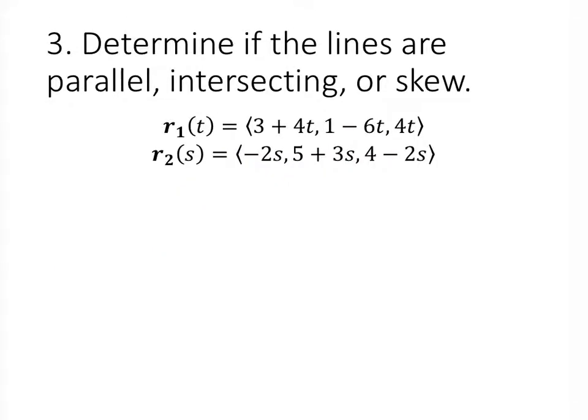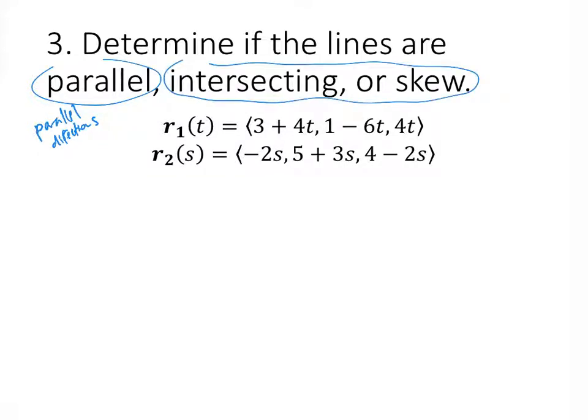For these next two problems, we're given two lines, and we're asked to figure out if the lines are parallel, intersecting, or skew. So parallel here would mean that they have parallel direction vectors. It doesn't have to be the exact same direction vectors, but if the direction vectors are parallel to each other, then the two lines will be parallel. So intersecting or skew would mean that the two direction vectors are not parallel. And then we can talk about how we figure out if they're intersecting or skew. But if they're parallel, then we're done and the two lines are parallel. If they're not parallel, then we'll have more to do.